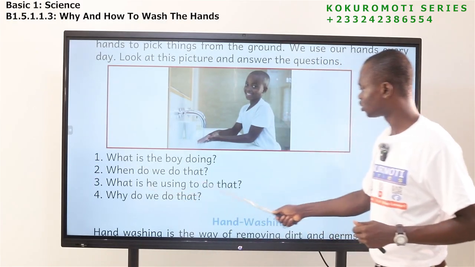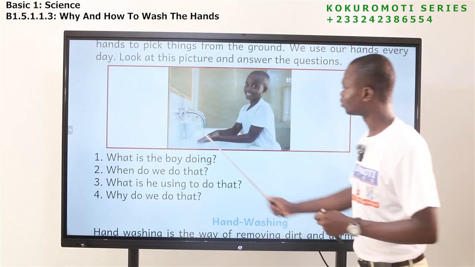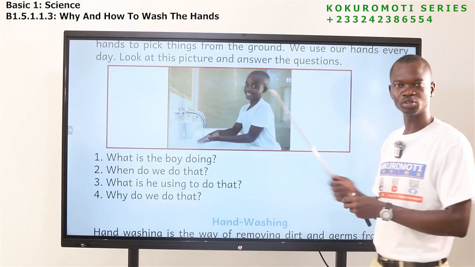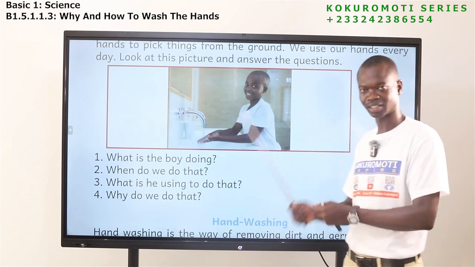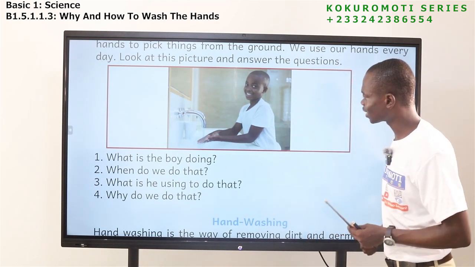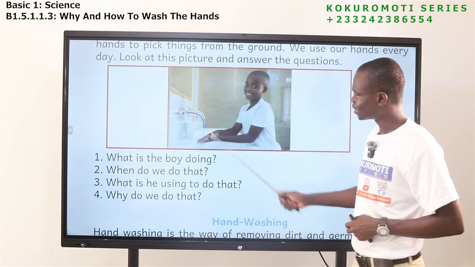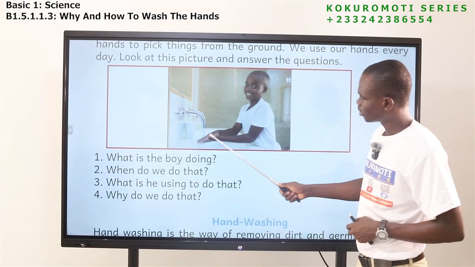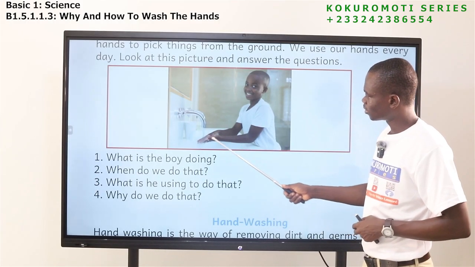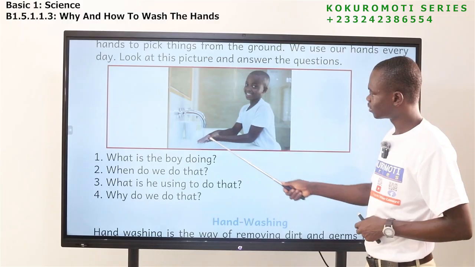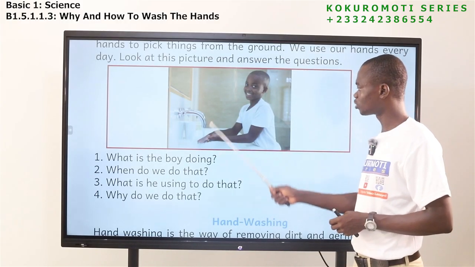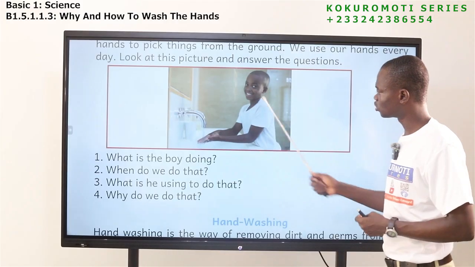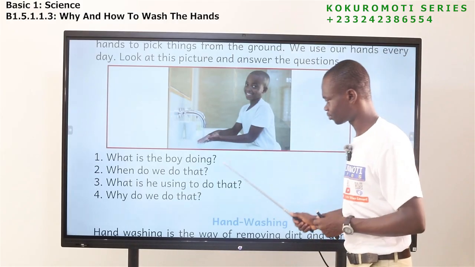What is he using to do that? We know he's washing his hands. So what and what is he using to wash the hands? Let's look at it. Water is here. You see, there is something like lather coming out of the hand, so meaning there is soap. So he's using water and soap to do the hand washing.